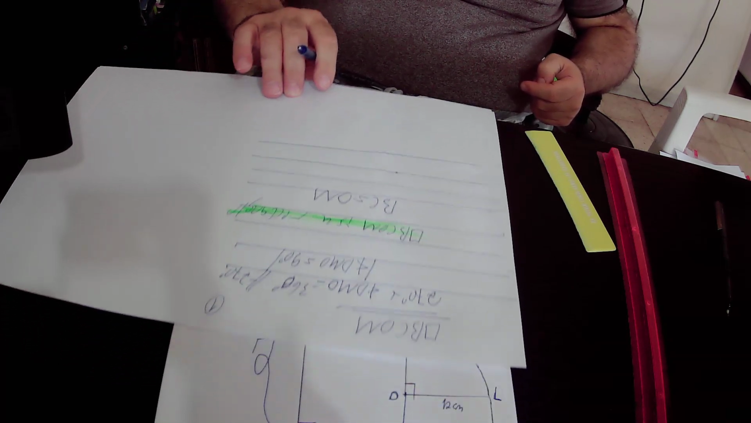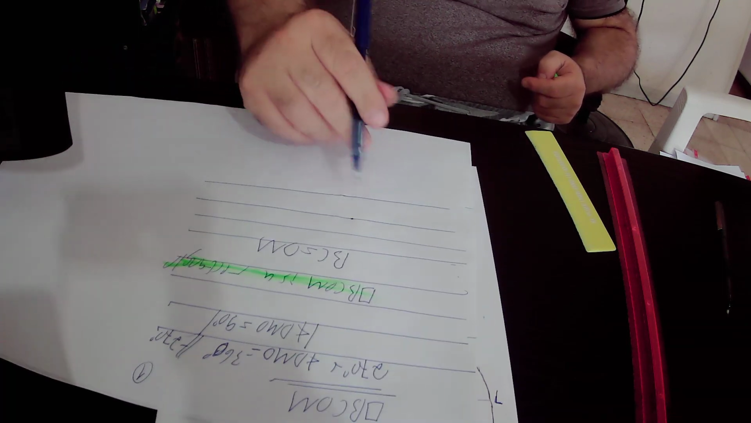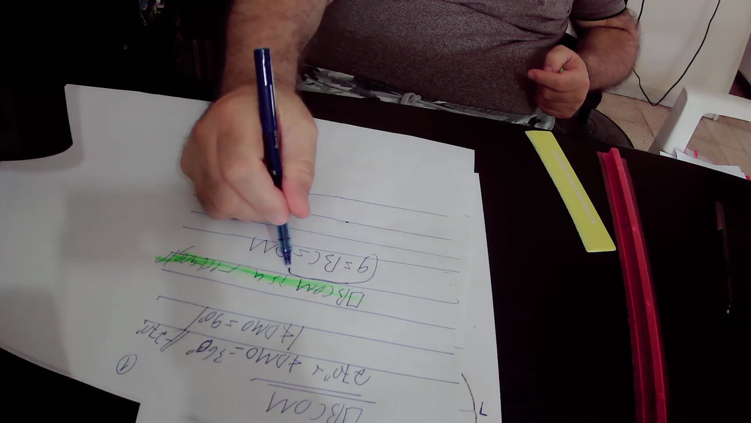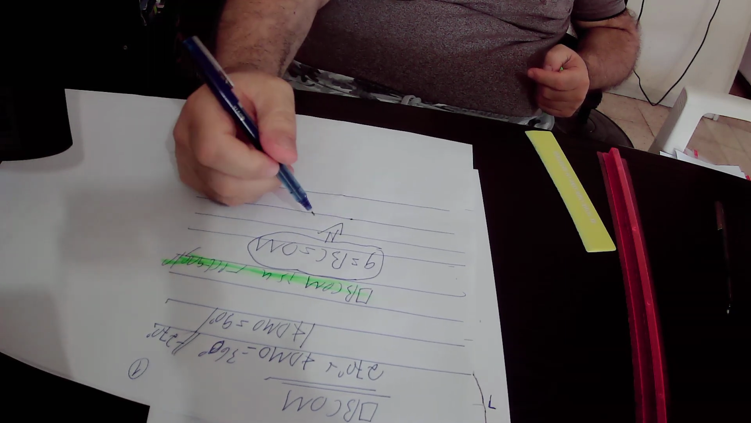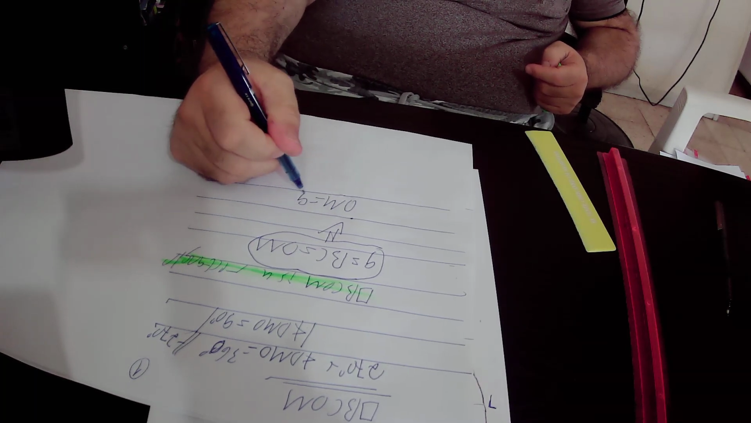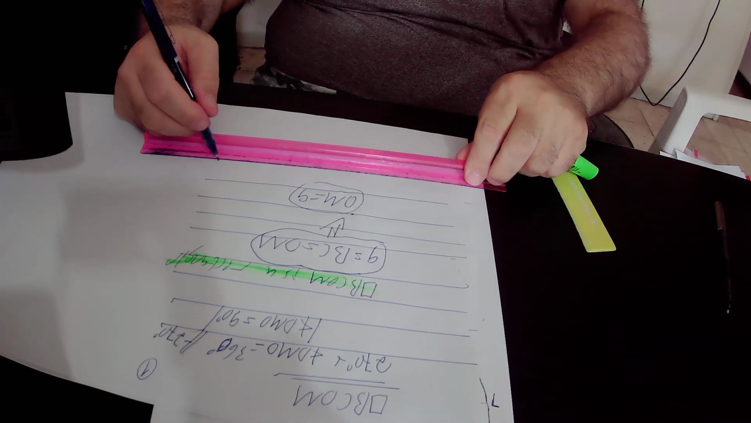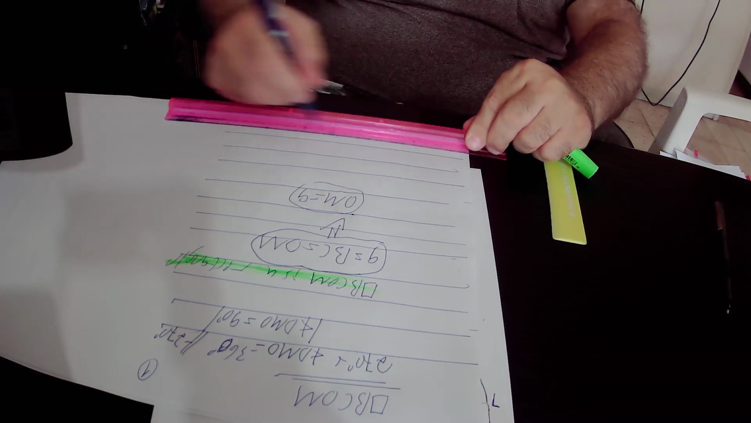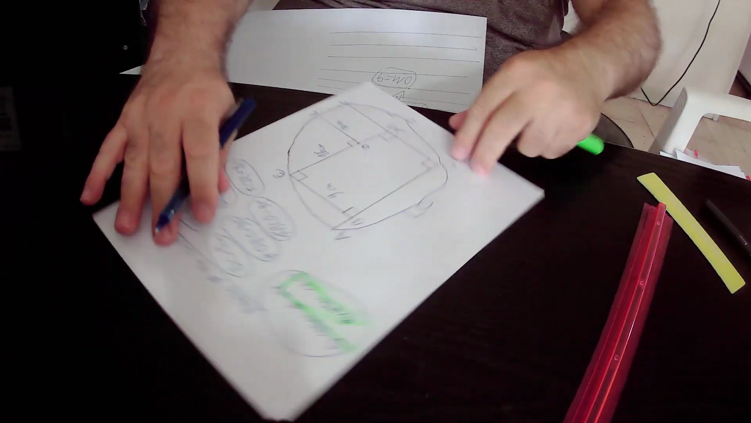But according to what is given in the question, side BC equals 9 units. So we can write here that BC equals 9. And from this equation, 9 equals BC equals OM, we derive that side OM is also equal to 9 units. Here side OM equals 9 units.